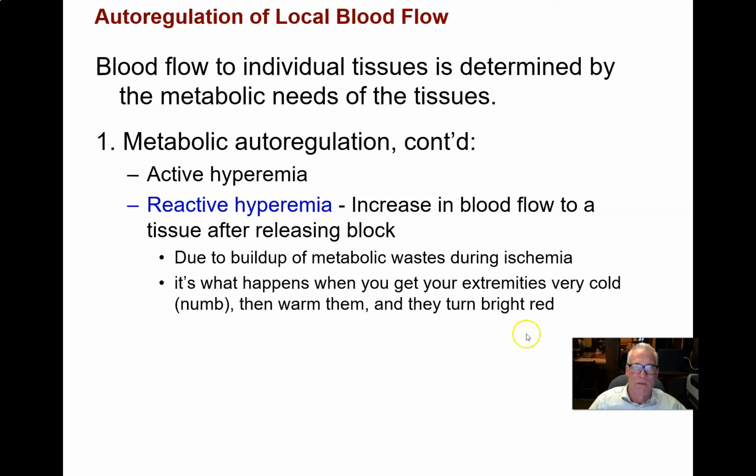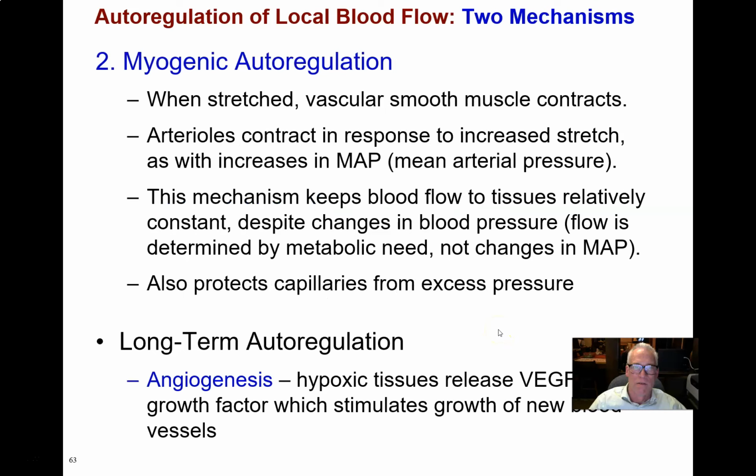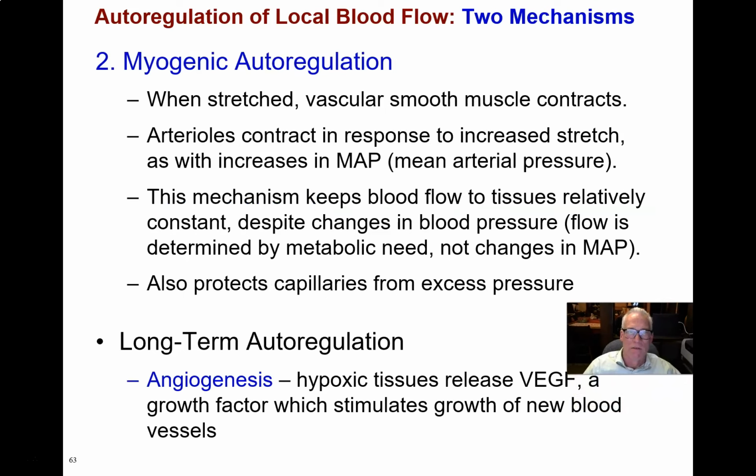You'll see your fingers turn bright red. They may even be painful, bringing all that blood flow into there immediately like that, and then eventually things will get back to normal. All right, there's another component to autoregulation. It's called myogenic autoregulation.